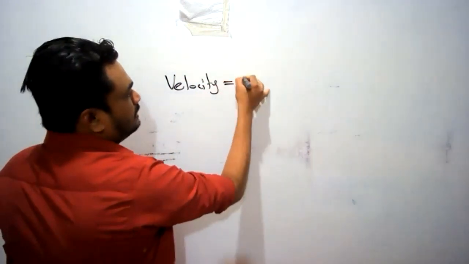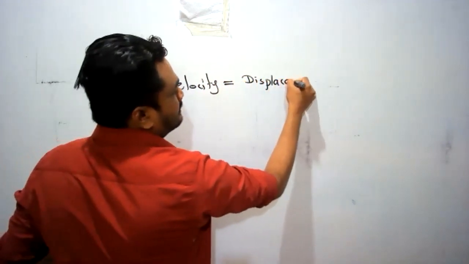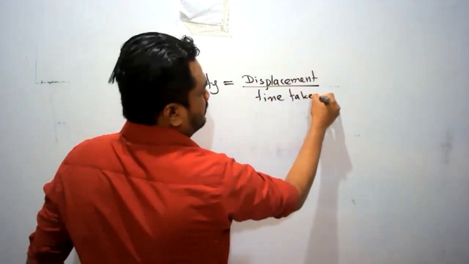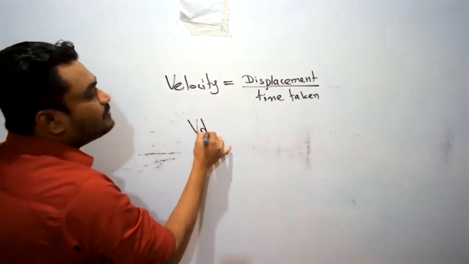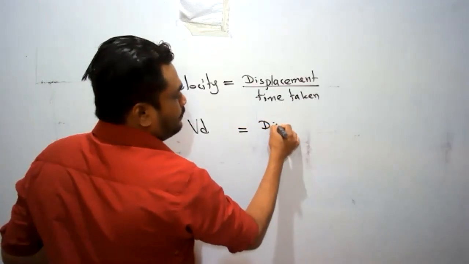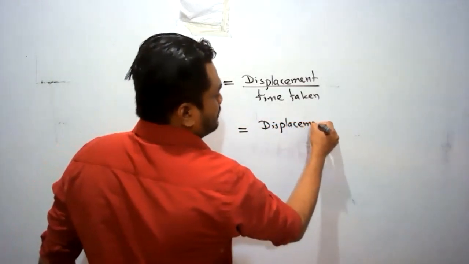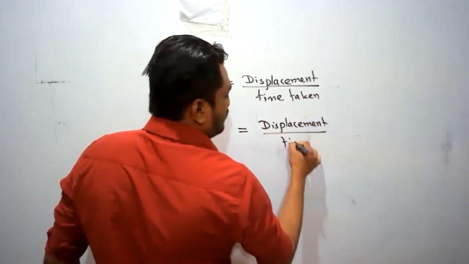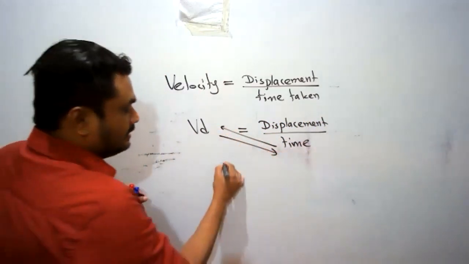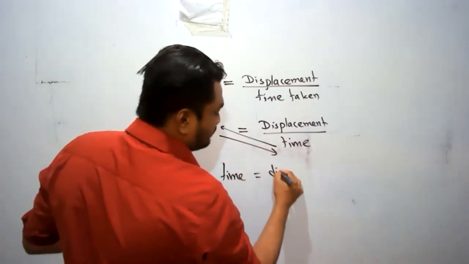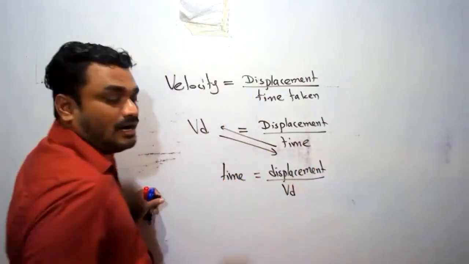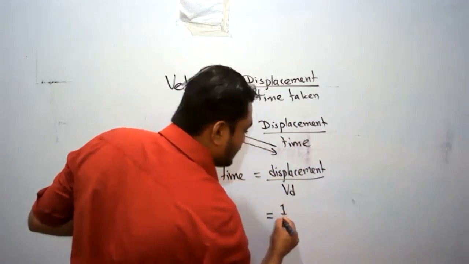So velocity equals displacement divided by time taken. Here, this velocity is the Vd velocity. Vd equals displacement divided by time. They ask us to find the time, so I'll use cross multiplication. I take time to there and Vd to the other side. Then I'll get time taken equals displacement divided by Vd. Displacement is 1 meter. They ask us to find the time taken to travel 1 meter.